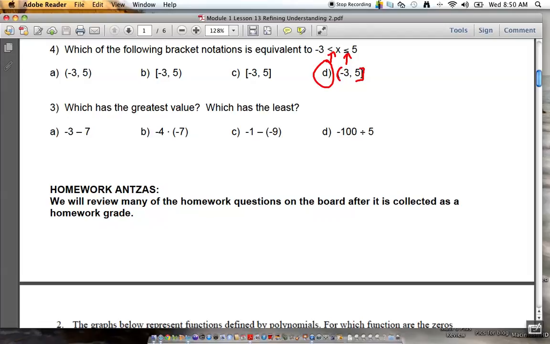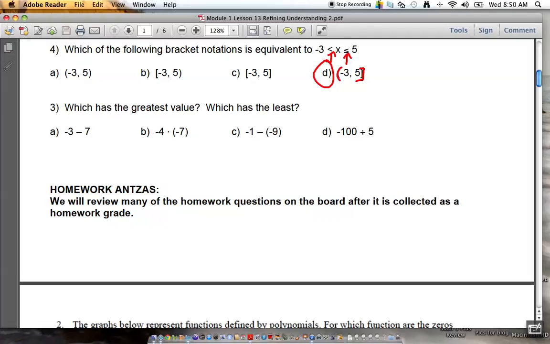Which has the greatest value? Which has the least? Which one's the greatest value there? Which one's the least? Go ahead. B is the greatest because it's 28, and what's the least? D is negative 20, that is the least. So B is greatest, D is least.